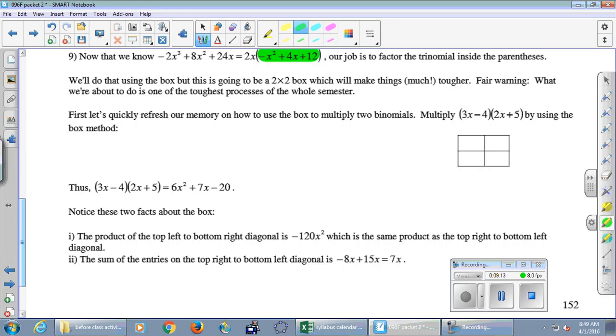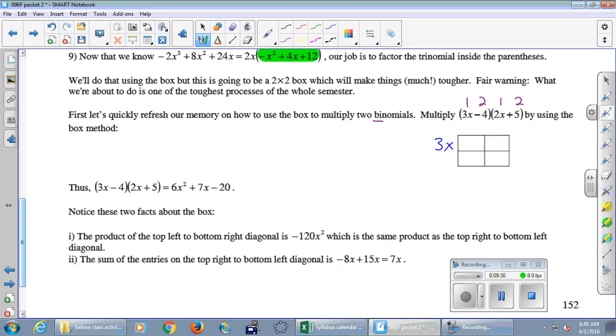First, we're going to refresh our memory on how to use the box to multiply 2 binomials. That word binomials, we know bi as a prefix means 2, right? So here's a binomial because it has 2 terms. Here's another binomial because it has 2 terms. So multiplying 2 binomials, let's use the box.